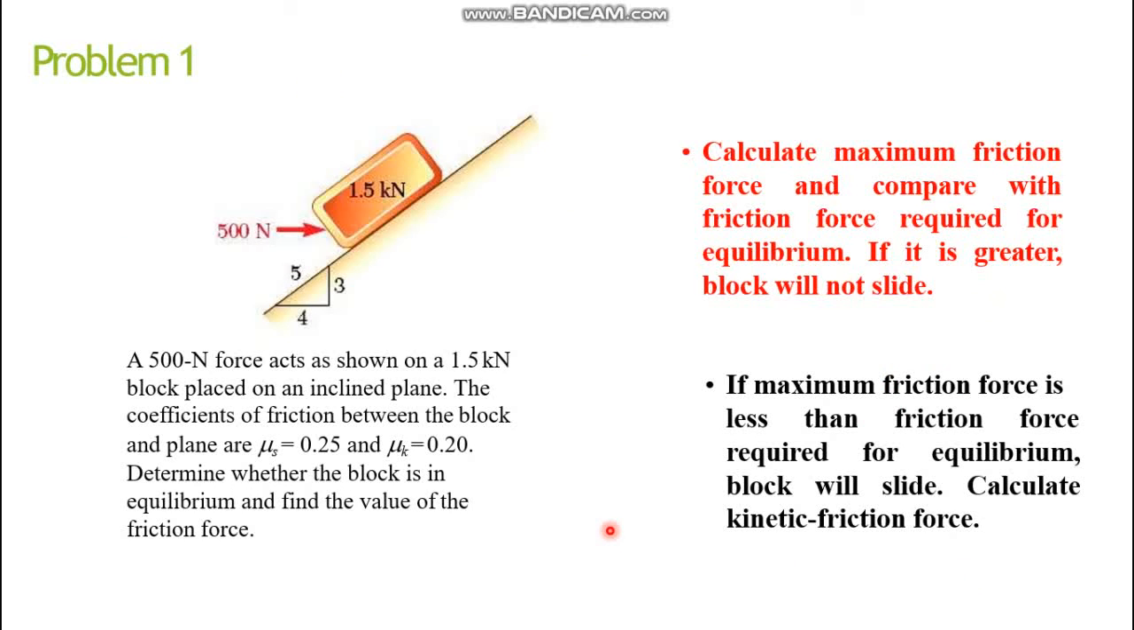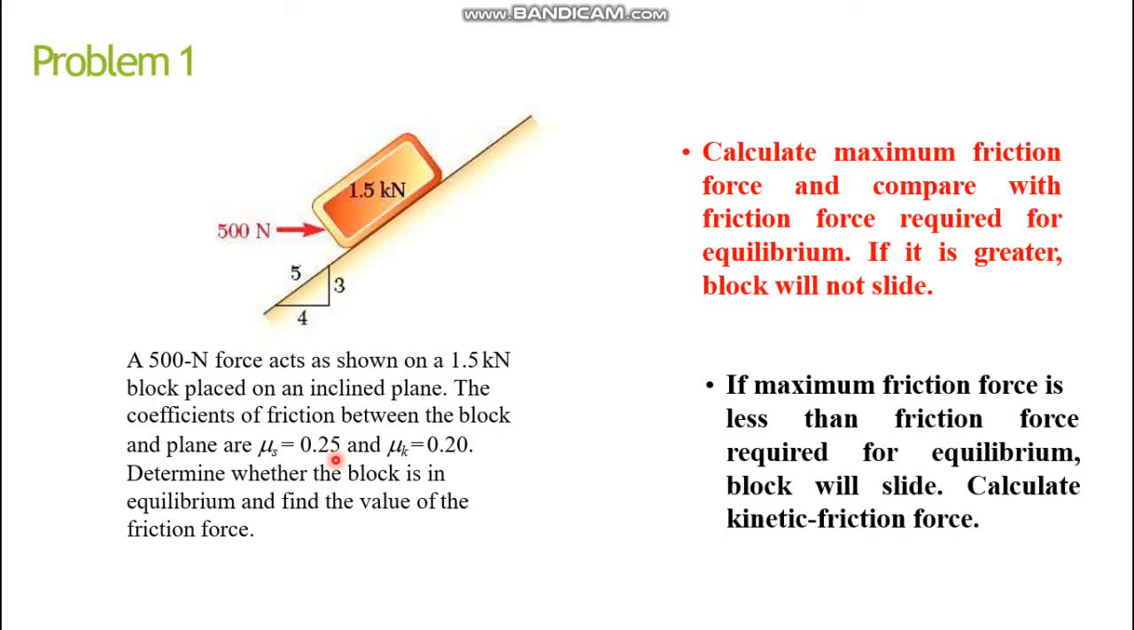We have to determine the magnitude or the direction of one of the applied forces. Here are some problems. You can see a 500 Newton force acts as in this figure, a 1.5 kilonewton block placed on an inclined plane. The coefficient of friction between the block and plane is mu s equal to 0.25. Your static coefficient of friction is 0.25, and your kinematic coefficient of friction is 0.20.